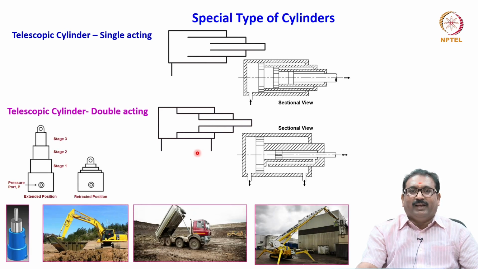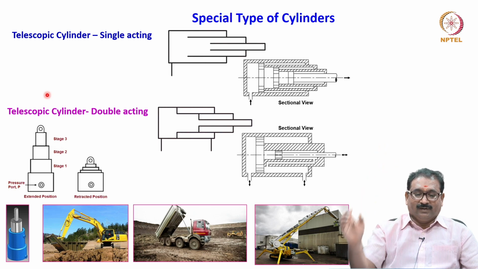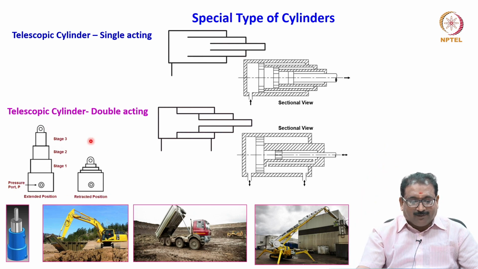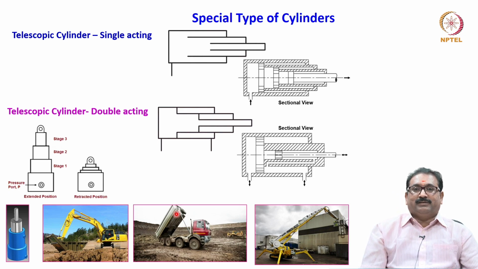If you see, the applications are very wide, friends. These are the different stages: stage 1, stage 2, stage 3. Using the fluid energy, they move one over the other, for the larger stroke. When you take the tubes inside, it looks very compact. You will see the various applications: earth moving equipment, dump trucks, correct. Many places they are using them, wherever you require larger strokes. These are known as telescopic cylinders.